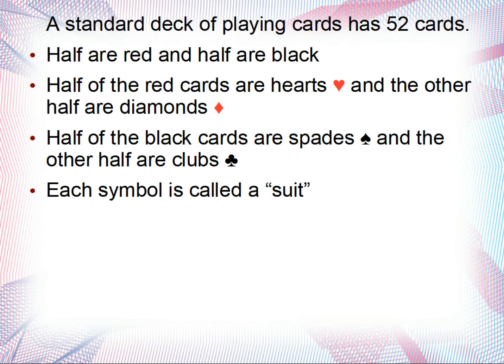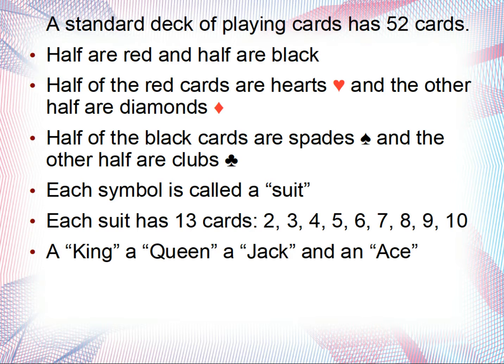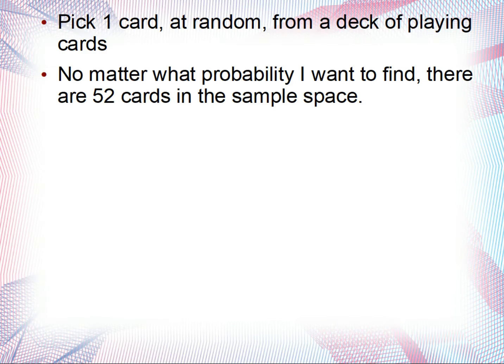Each symbol is called a suit, so there are 4 suits in a standard deck of playing cards. Each suit has 13 cards, the numbers 2 through 10, and then a king, a queen, a jack, and an ace. So what we're going to do is pick one card at random from a deck of playing cards. No matter what probability I want to find, there are always 52 cards in the sample space because there are 52 cards in a standard deck of playing cards.